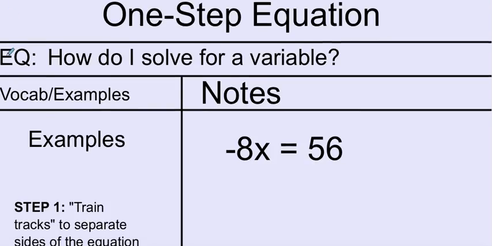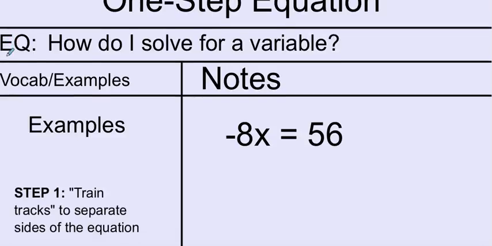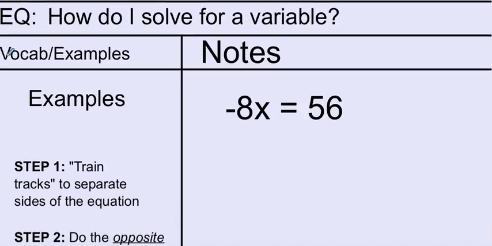Our first example is -8 times x equals 56. So, step 1 says to take the train tracks and separate out the problem. So I'm going to take out my train tracks to separate the problem, which means I am comparing the -8x to the 56.